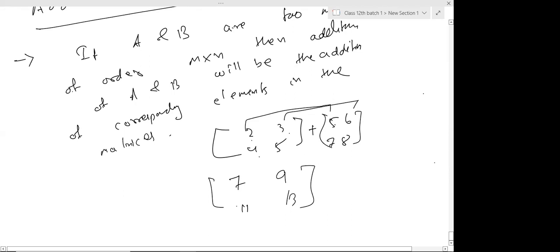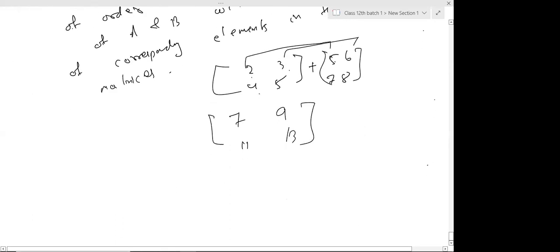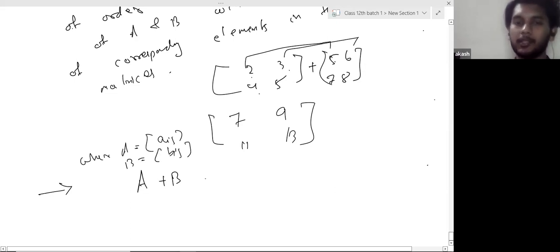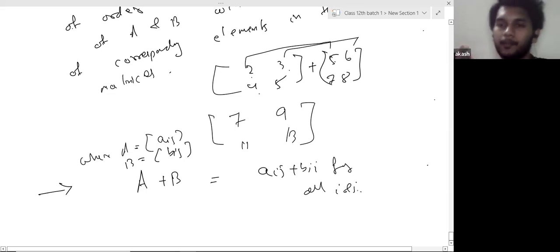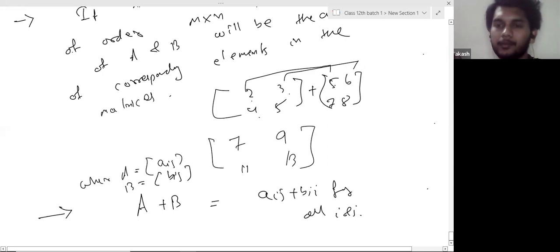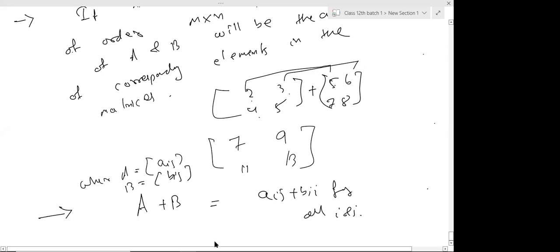Very easy. How can we write that in language? If A is aij and B is bij, then A plus B will be aij plus bij for all i and j. Each corresponding element will be added. Note it down. Hamza, this is clear? All right, write it down.